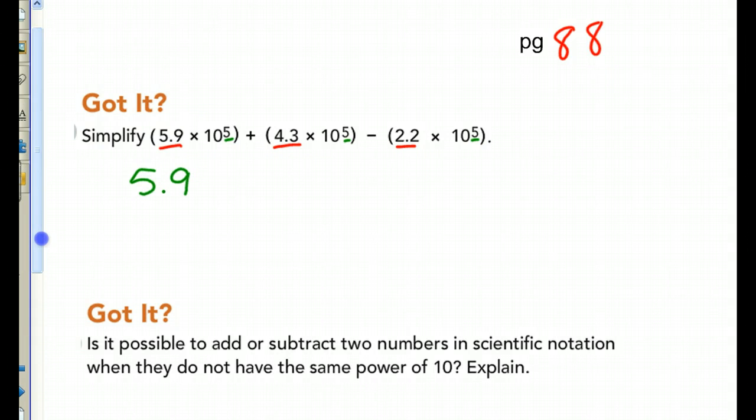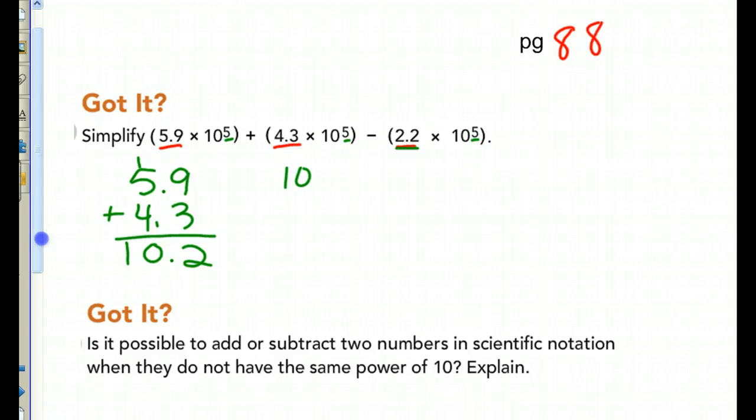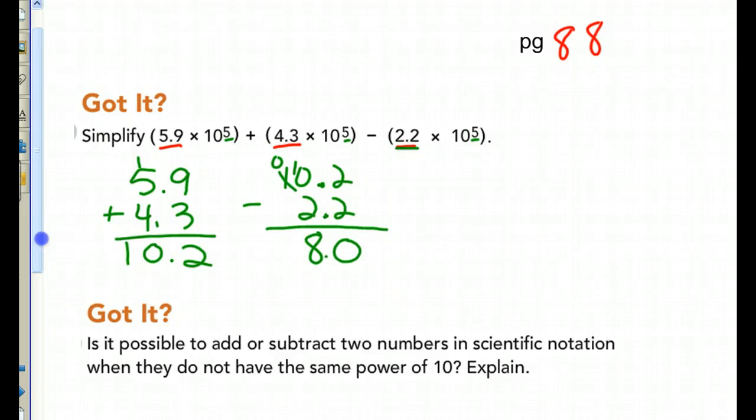So first we're going to add 5.9 plus 4.3. And we get 12, carry the 1, 10.2. So then from that, we want to subtract 2.2. So we have 10.2, subtract 2.2. Remember, we're always lining up these two decimals when we are adding or subtracting decimals. So 2 minus 2 is 0. We have to borrow. 10 minus 2 is 8. Our answer is 8.0, or actually, since we're doing scientific notation, 8 times 10, and then our exponent stays the same, times 10 to the 5th.